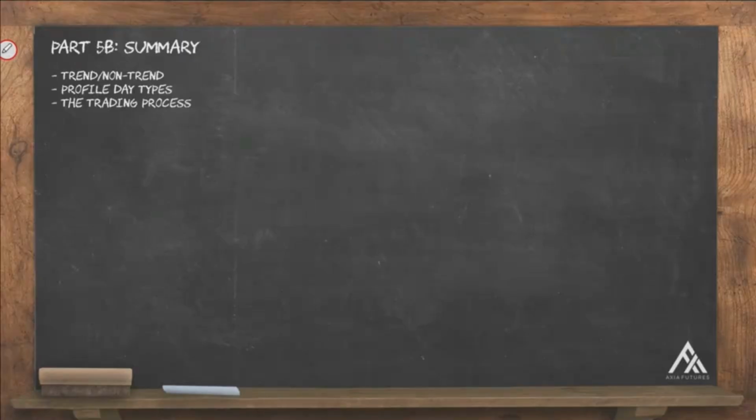We're now at the end of part 5. Let's just quickly do a summary of what we've dealt with in part 5b. The first thing we spoke about was trend versus non-trend, and we went through the characteristics of what trend looks like and what non-trend looks like.